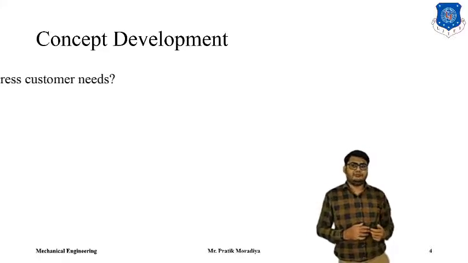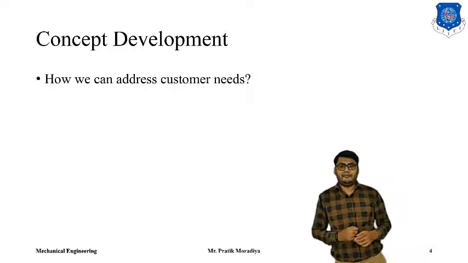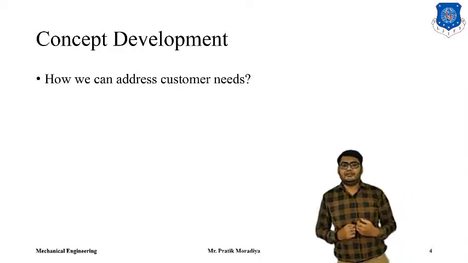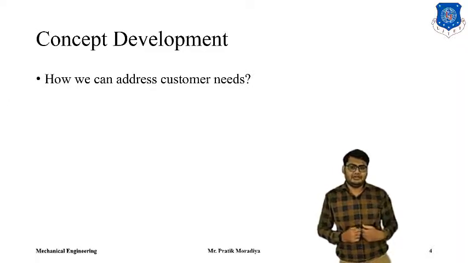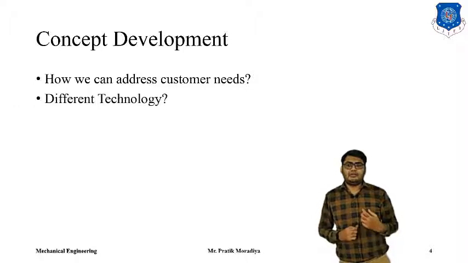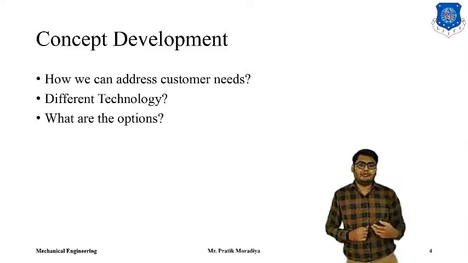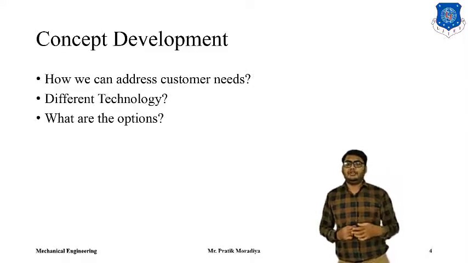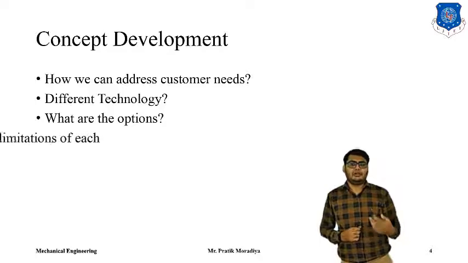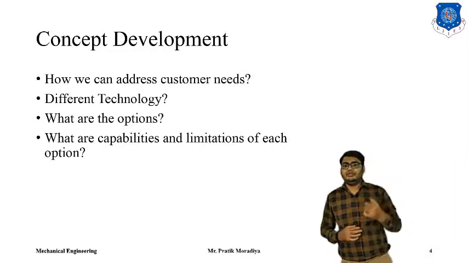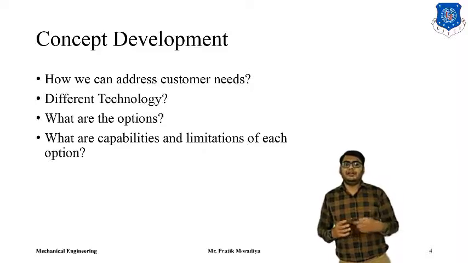For example, if you want to make a product, then the first question is how you can satisfy customers' needs. What technologies can be used to satisfy these customer needs? Which options do you have to address those needs to make the particular product? What are the capabilities and limitations of each of the available options?